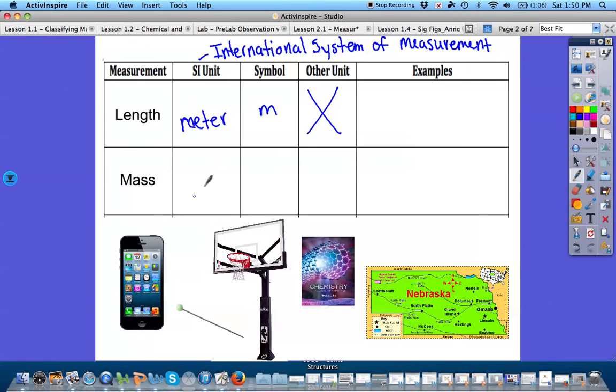So if we wanted to measure the dimensions of an iPhone, we would do that in centimeters. If we wanted to measure the length of the stick pin, we would do that in millimeters. If we wanted to measure the height of a basketball hoop, we would do that in meters. And if we wanted to measure distances in Nebraska, like say we're going from Omaha, traveling to Colorado, and we make a pit stop in Scotts Bluff, we would do that in kilometers.